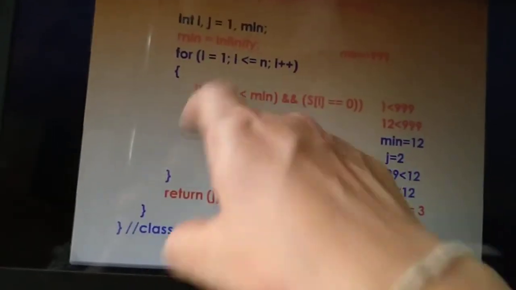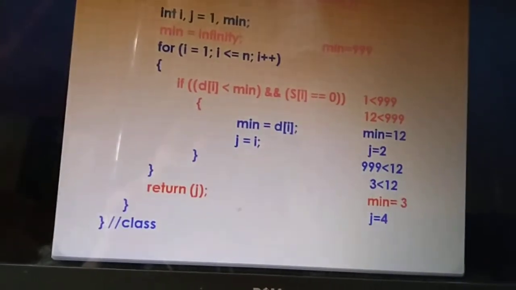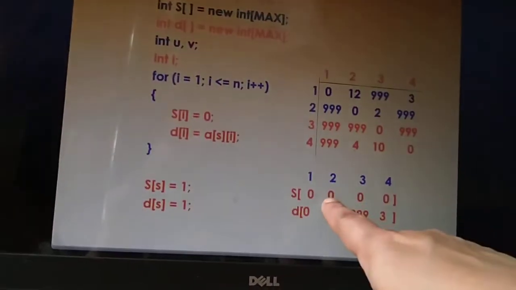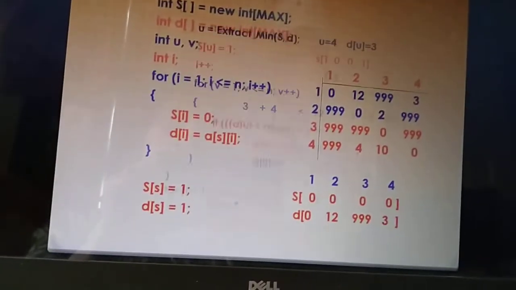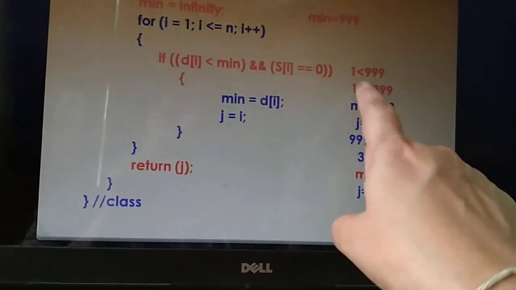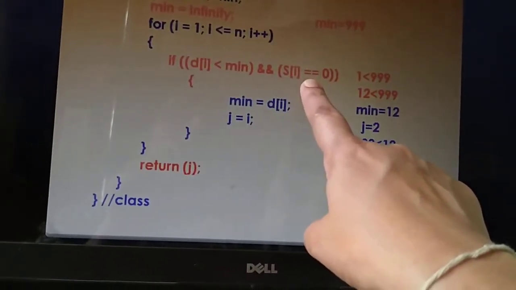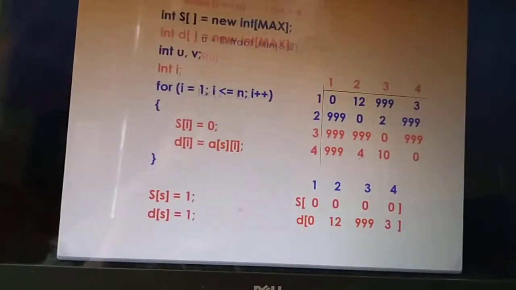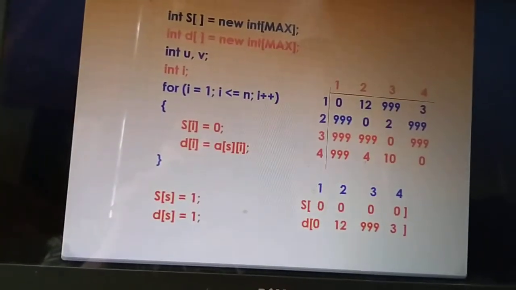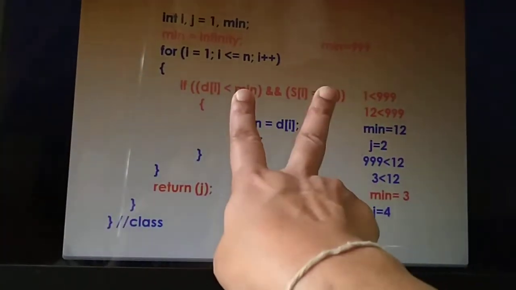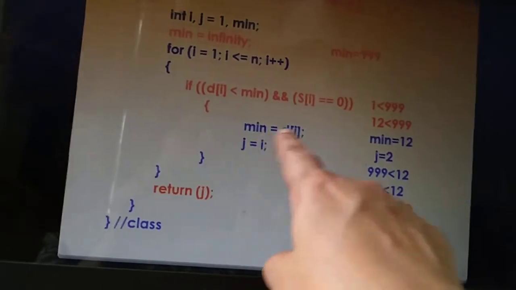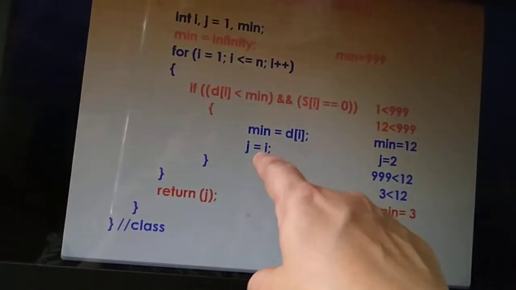Again, I will go to the for loop and increment i to 2. When i is 2, what is d of i? d of 2 is 12. Is 12 less than min? Min is 999. Yes. And is the second vertex unvisited? Yes, it is unvisited. Only the first one we have made 1. Both conditions are true, so I come here. Now my min is d of 2, which is 12. So the new min is 12, and j is 2.